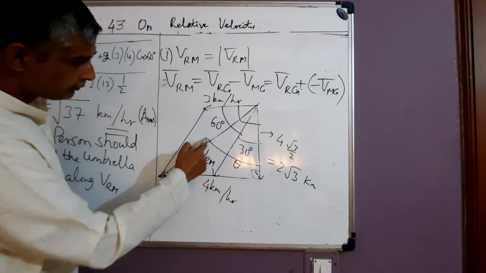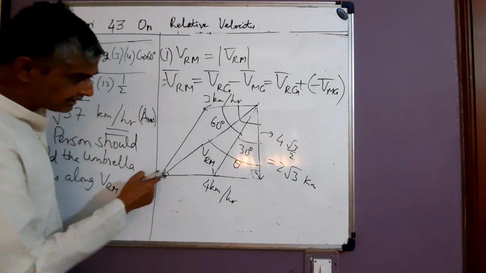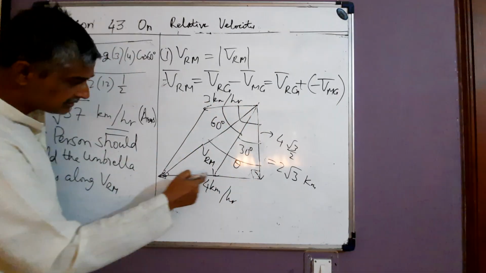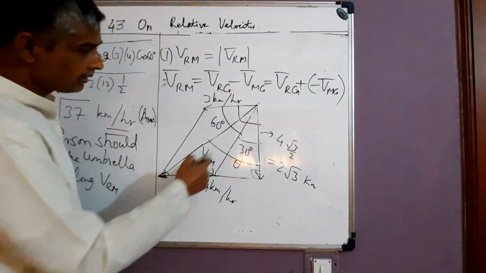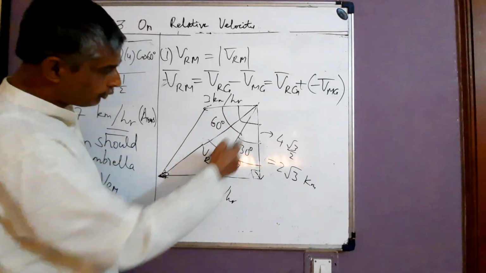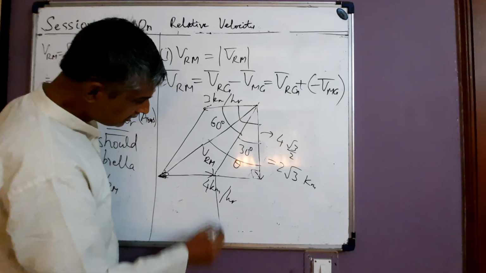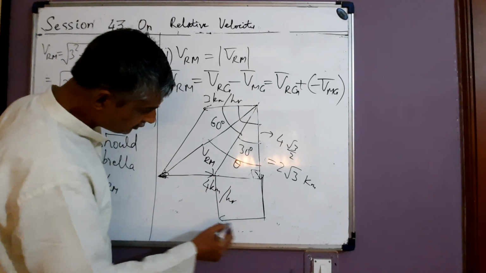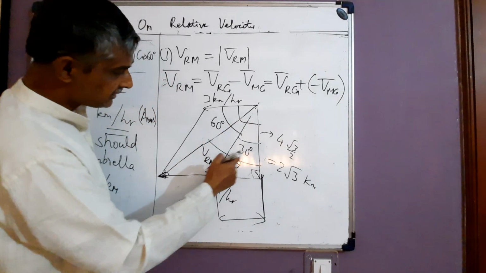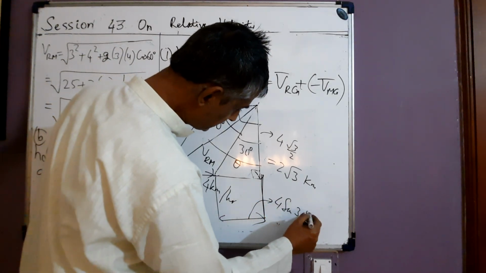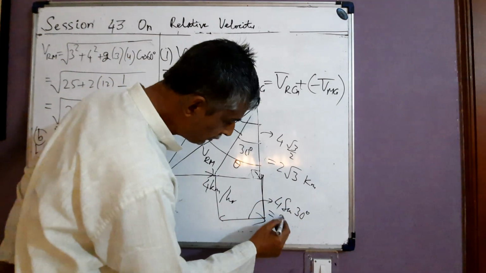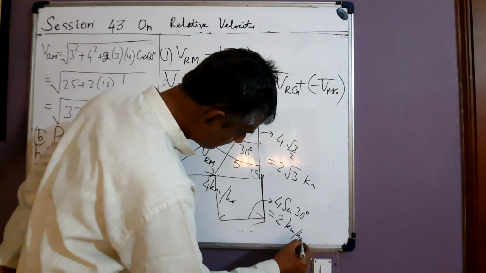Now to determine theta, we have to know this length. Now this length is 3. This length is also 3. By the parallelogram law, opposite sides of a parallelogram are equal. Now this is 30 degree. This is 4. So this is how much? This will be how much, tell me? This will be equal to 4 sine 30 degree. Sine 30 degree is 1 by 2. 4 by 2 is 2 km per hour.